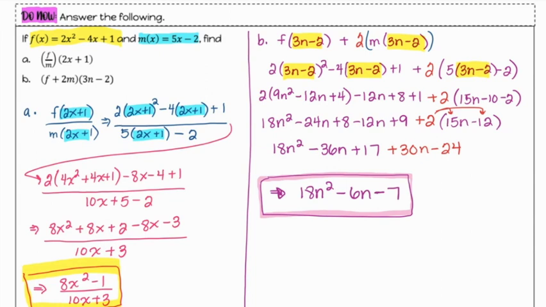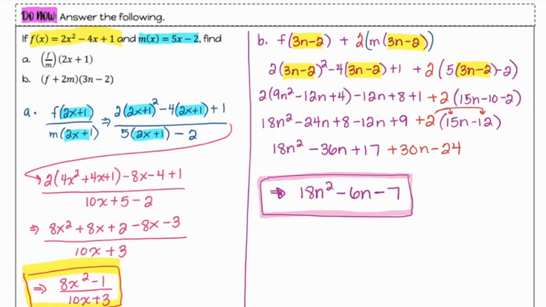So here are my two answers. Number one, or part A, we have our two functions, f function, where my input is 2x plus 1, and my m function, where the input is 2x plus 1. I've input it into the functions itself. I did my algebra, and I ended up at 8x squared minus 1 divided by 10x plus 3.